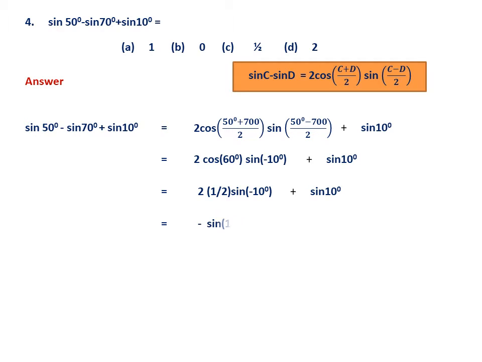I think now you can guess the answer. It is minus sin 10 degree plus sin 10 degree, because sin of minus 10 is minus sin 10. So both cancel, therefore it is 0. Please note there is a typing error. It is not 700, it is 70 degree. So therefore the option is, I think, B. Yes, B is the option.